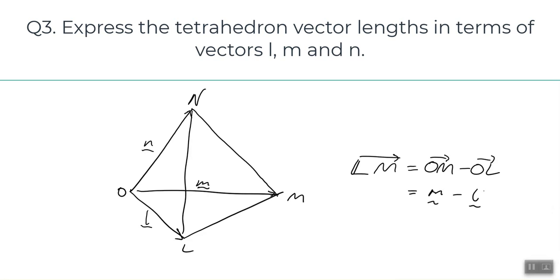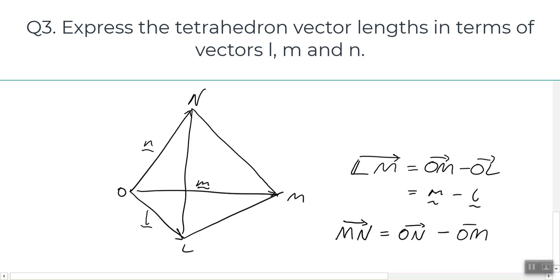Right, I'll do one more. MN. Any ideas, Levi? Still writing, sorry. You're just trying to put them in terms of other letters. You're not trying to prove anything. Would MN be ON, which would also be n minus l? Does everyone see that?